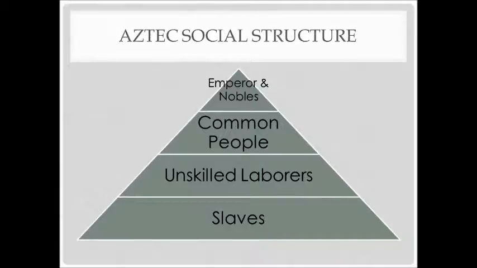So what about their social structure? Well, you had the emperor and his family, the nobles at the top. Below them are the common people, which would have been most of us here. Below them you had what we call unskilled labor. These are people who were not trained in a specific skill.